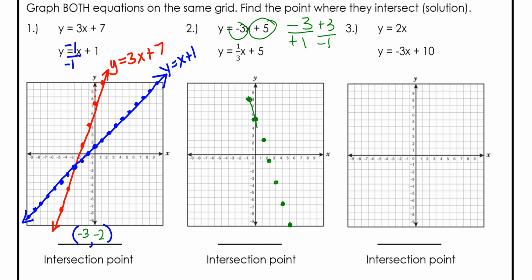So I'm simply going to connect these points here, draw my arrows, right? Go all the way off the grid, please. And then write your label up here. -3x + 5.